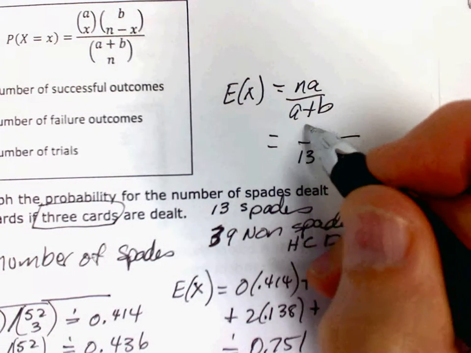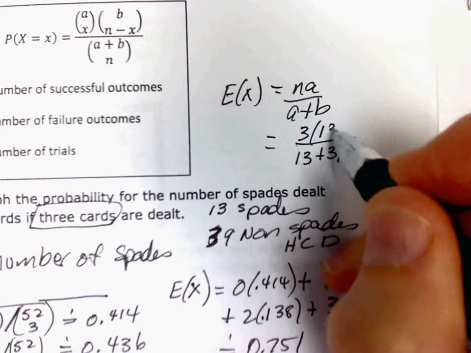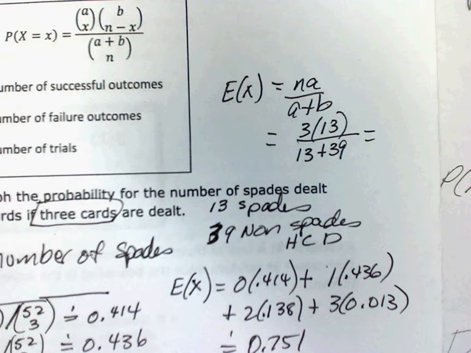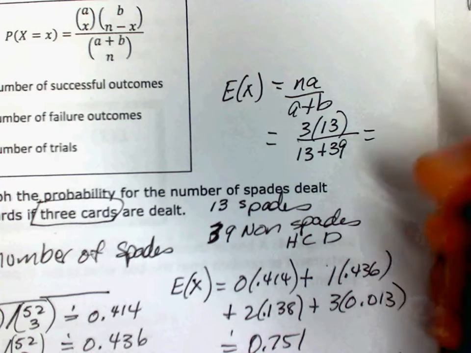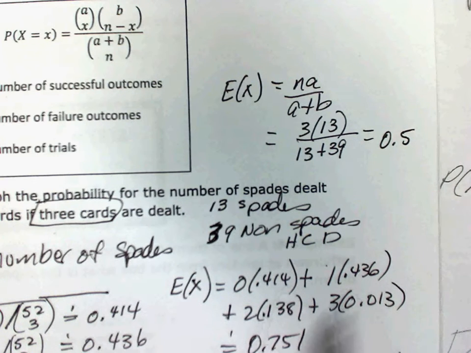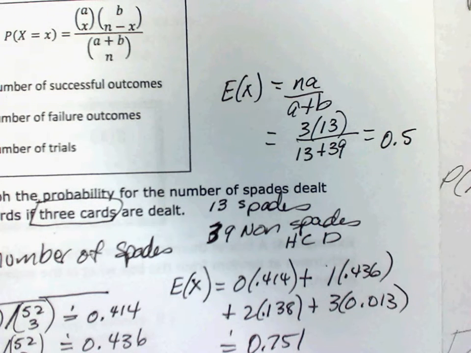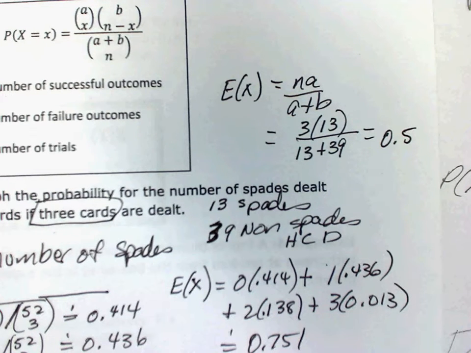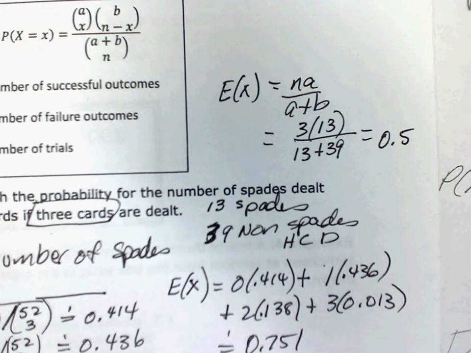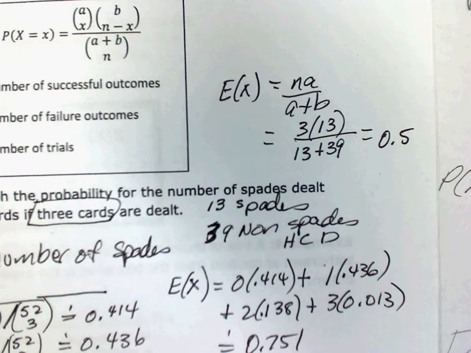We have 3 trials, and it's times 13 again, which is the number of successful outcomes. So it's going to be 3 times 13 divided by 52. Oh, we get 0.5. I must have done something wrong here. Maybe it's 13 times 3, 9 choose 2 divided by 52 choose 3. No, this one seems right. We'll have to look at that.